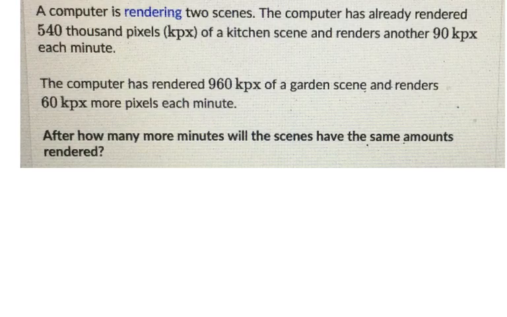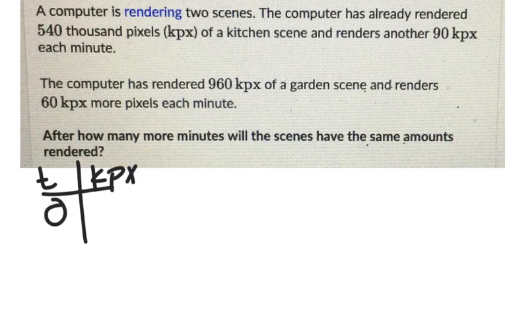Here, a computer is rendering 2 scenes. The computer has already rendered 540,000 pixels of a kitchen scene, and it renders 90 kpx each minute. So at the beginning, we can think about time, and this is their kpx. So when time is 0, it's already done 540,000 pixels, so that's kpx. So we're just going to do 540, and then every minute it does another 90.